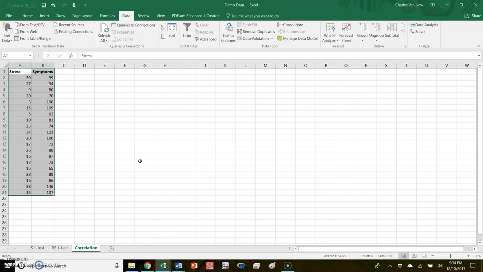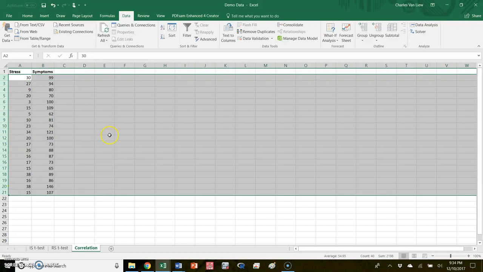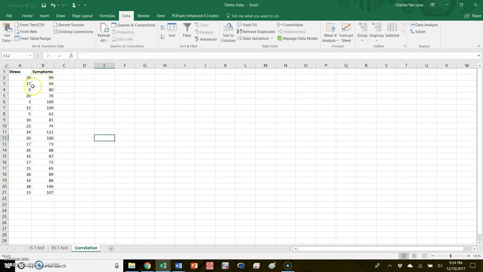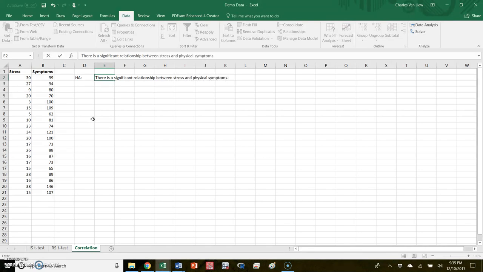So we'll go through these steps real fast to get descriptive statistics. Here we have two variables, stress and symptoms, for a total of 20 people. What we want to see is whether or not there is a relationship between the amount of stress reported and the number of physical symptoms they report. The first thing we want to do is identify the alternate hypothesis. The alternate hypothesis is basically what the researcher expects. So we would say the hypothesis is that there is a significant relationship between stress and physical symptoms.